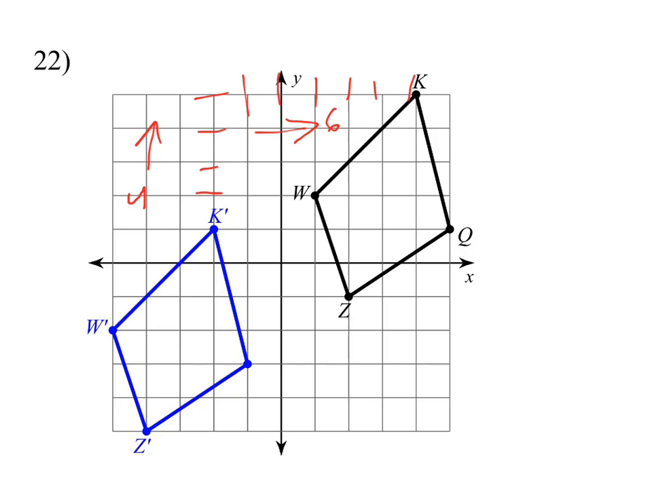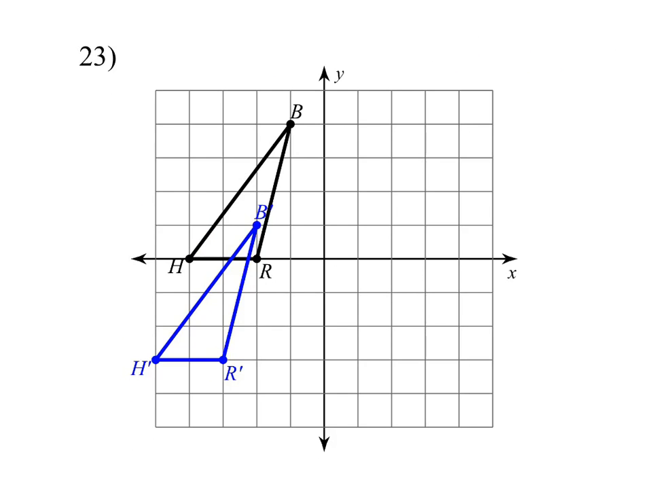So your function, if you're going to go up 4, right 6, is going to be x, y goes to, well, if you want to go right 6, you're going to change the x's, so x plus 6. And if you're going to go up 4, you need to make all your y's 4 more, so you're going to add 4, and that's your function. And that brings us to 23. We have a figure up here, a figure down here, no rotation, no reflection. It's just being moved left 1 and down 3.